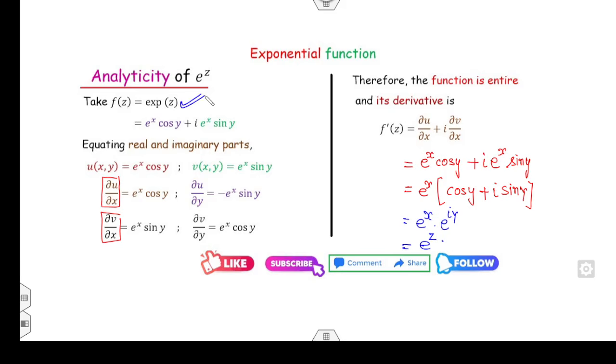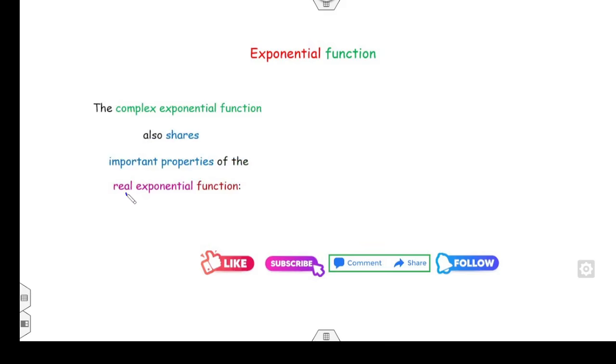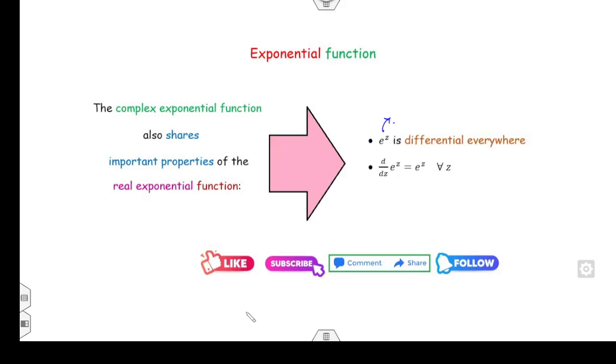That means if you take the exponential function, its derivative is again the exponential function. And you can see the same property holds for the real exponential function. Whenever you take e of x, where x is real, the derivative of the exponential function is the exponential, and e of x is differentiable everywhere. Fine. The same property holds for e raised to power z.